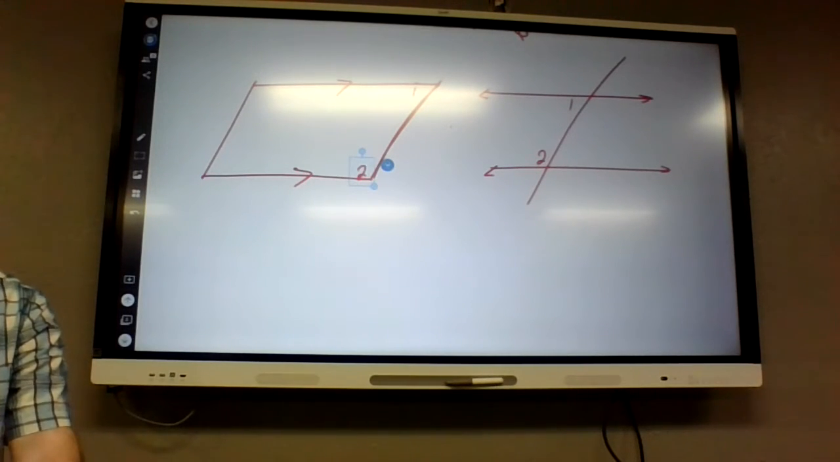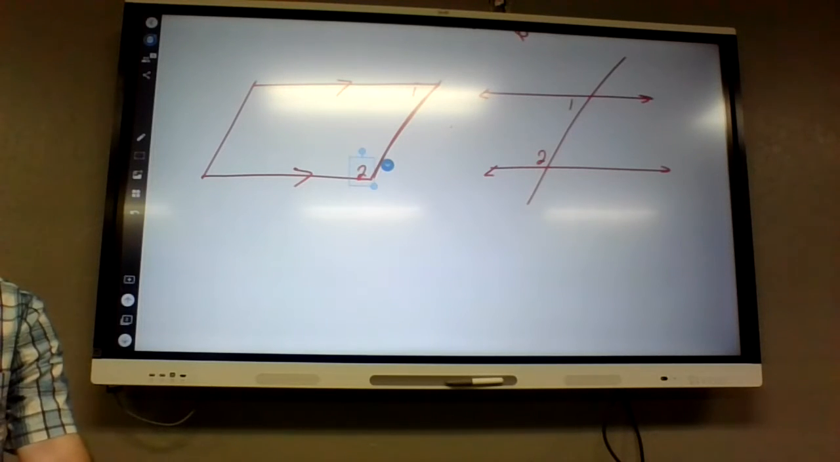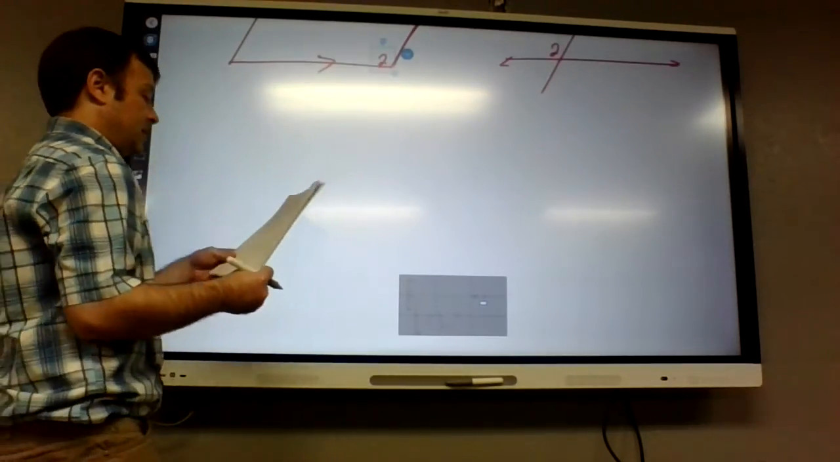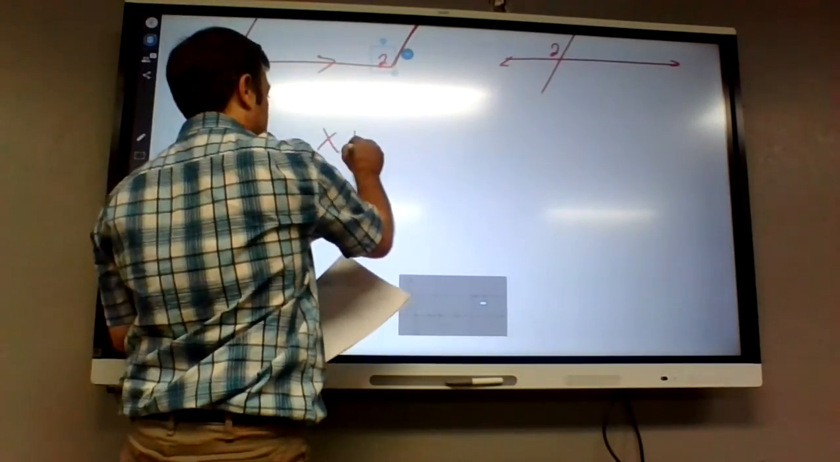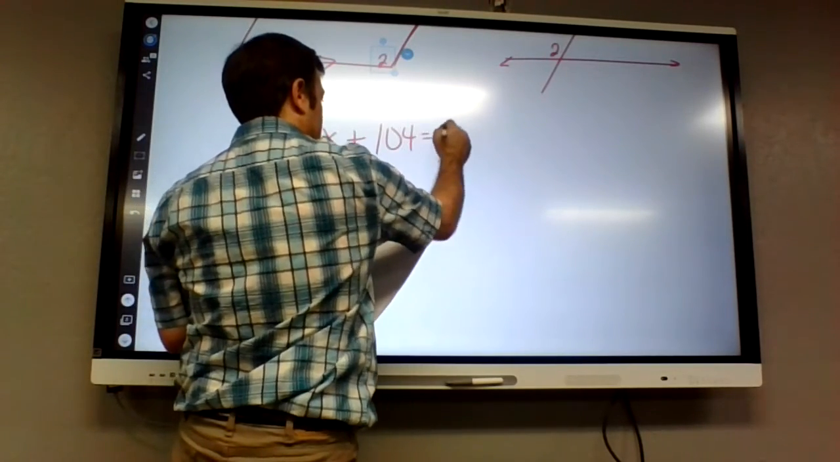29, what are those two angles called? Vertical. Second to last question on the test. So they are the same. 31, what kind of angles are those? Alternate interior, and they are the same. So x plus 104, it'd be like whoops, minus 10, equals 94.